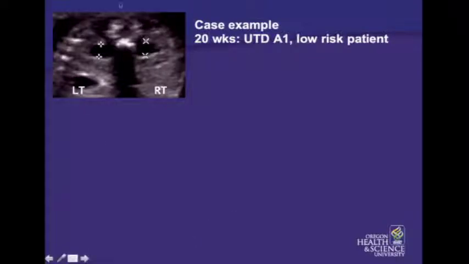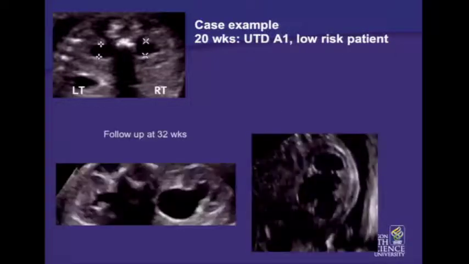So here are some examples. Here's a case example of a patient with UTD A1, meaning just renal pelvis distension and nothing else wrong with the kidneys, and mom is low risk. So the next time we want to see this patient is at 32 weeks.